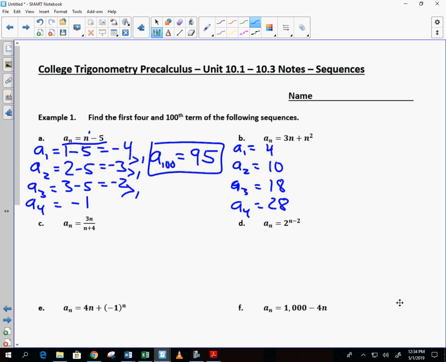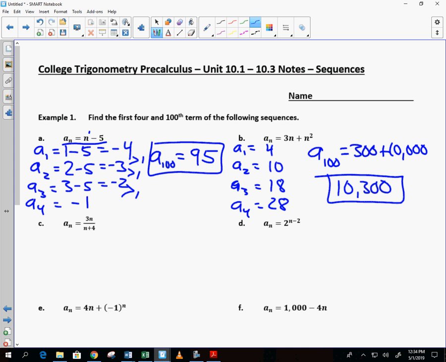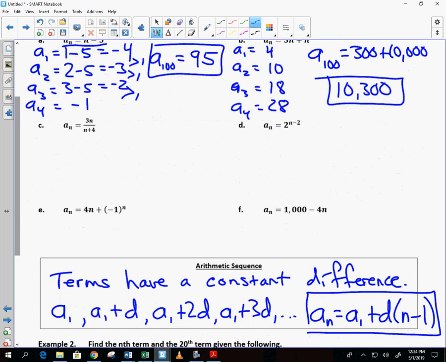We get rid of that, and we go to a sub 100 would then be equal to 300 plus 10,000. And I get 10,300. What do you think? Look at the next one.